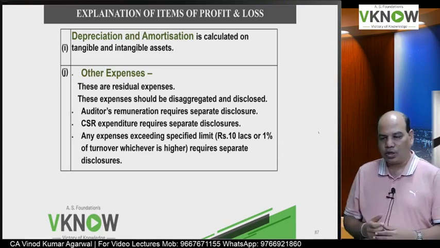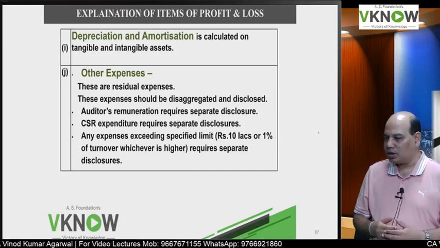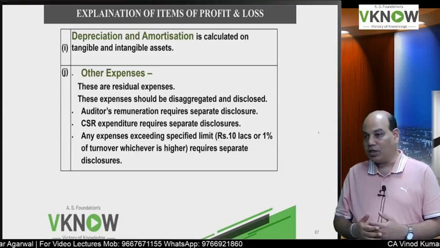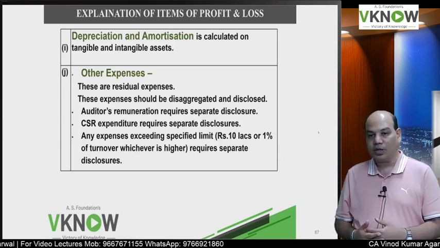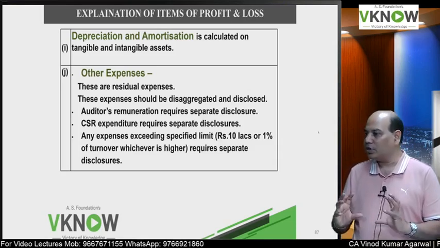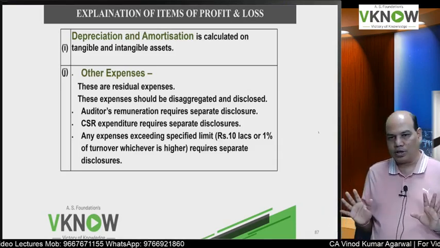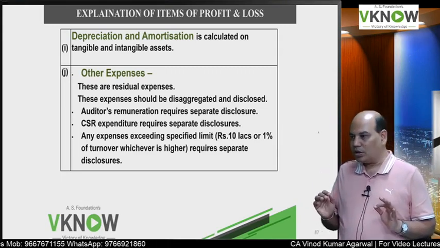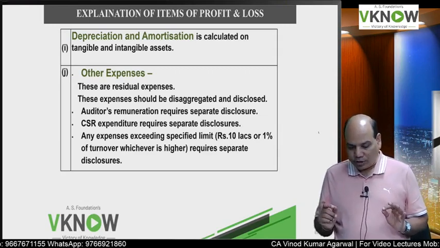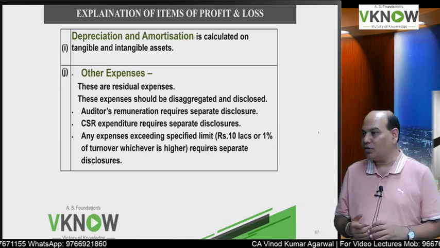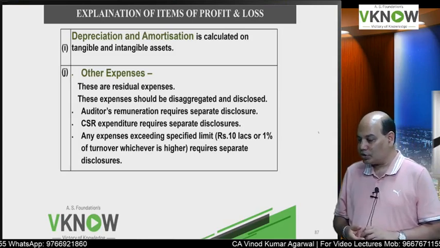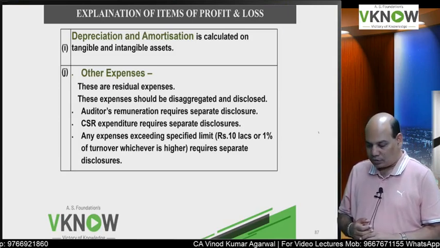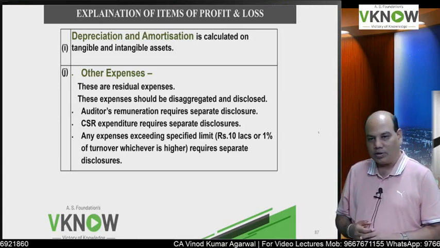In that note you are going to write down the breakup of other expense like printing and stationery, auditors fees, okay, CSR expenditure, all these are shown separately, mandatorily. Auditor fees, irrespective of the amount, show separately. CSR expenditure, show separately. As per Companies Act Schedule 3, if any item of expense exceeds a specified limit, which is right now rupees 10 lakh or 1% of turnover, whichever is higher, it will also be separately disclosed.